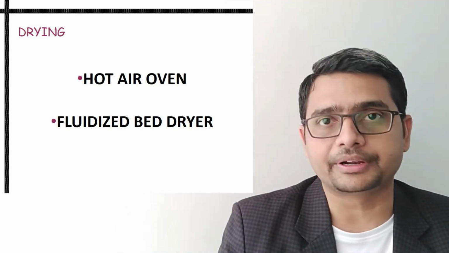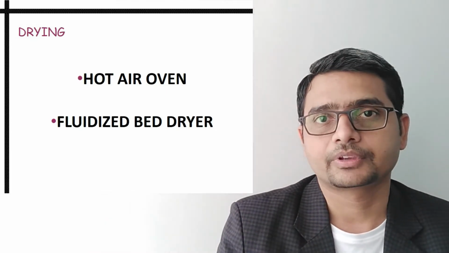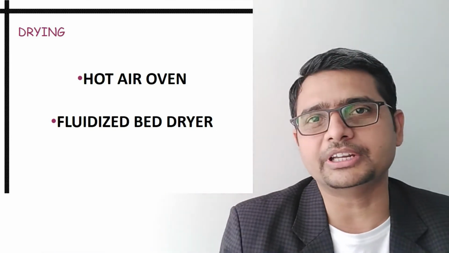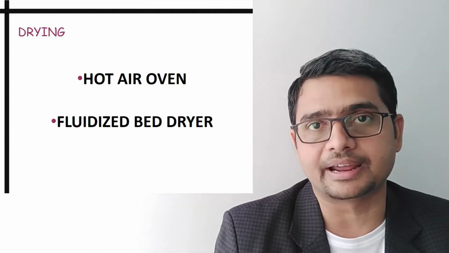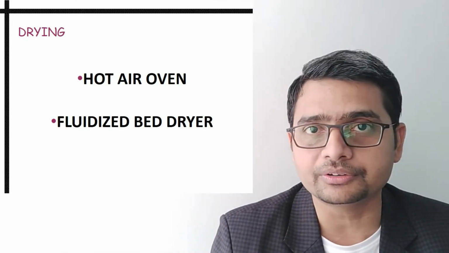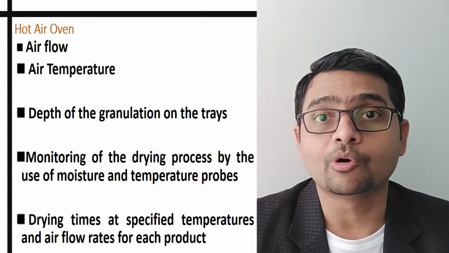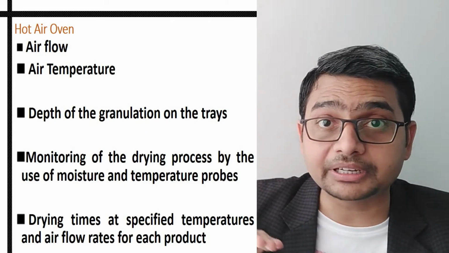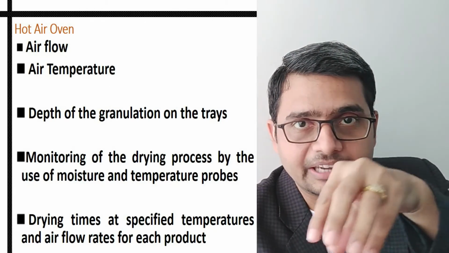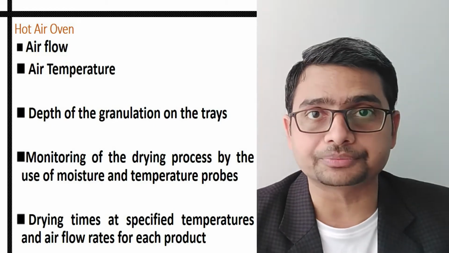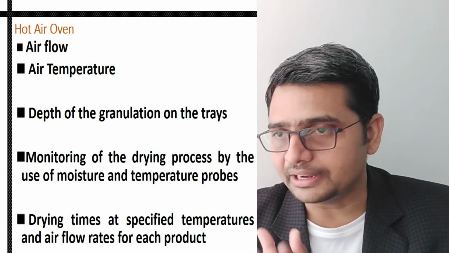Now moving towards the next point, in the same way as we discussed the concept of granulation, now we'll talk about the concept of drying. When we think of drying, two important pieces of equipment come to mind. First, the hot air oven, and second, the fluidized bed dryer. With the hot air oven, there are a lot of points that we have to optimize or control. What is the airflow? What is the air temperature? Depth of the granulation on the tray. If you are putting granules into the tray, at which depth you put them does matter, and ultimately its optimization gives the quality of the product.